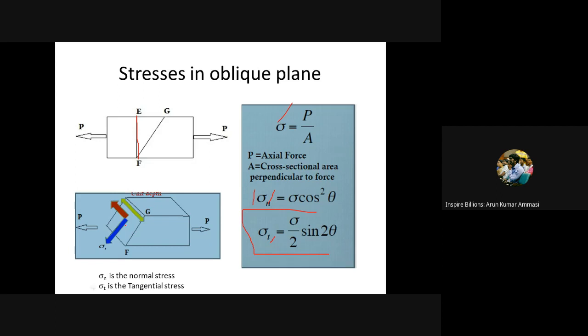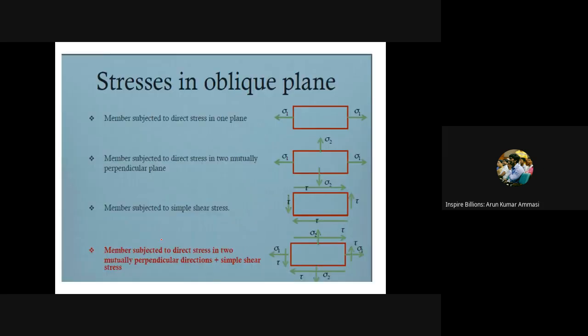Here you could see only two types of load acting. The tensile load is acting on the structure, on the element or the chosen sample. There are multiple cases where you could see loads acting in all different directions. There are stresses that could also be acting on all four sides. In those cases, how do we calculate stresses? So these are the different conditions that you are seeing right now.